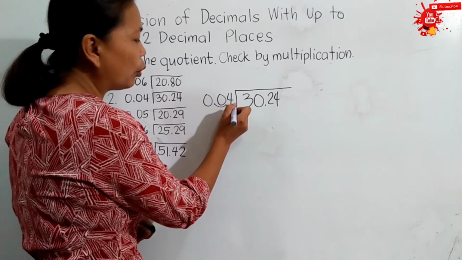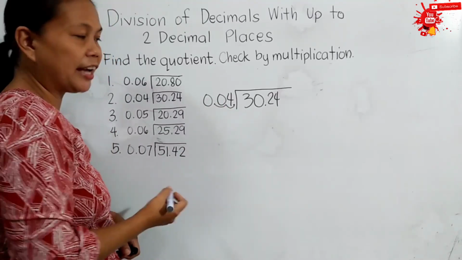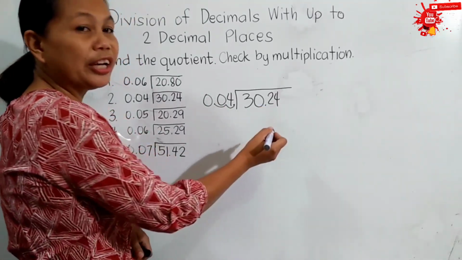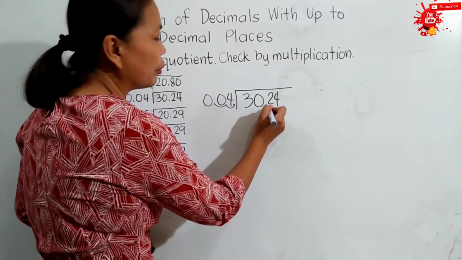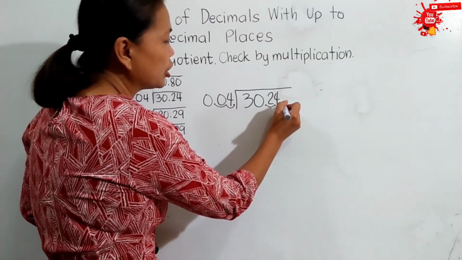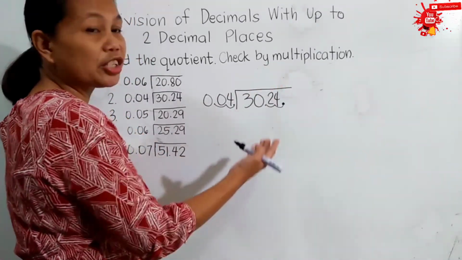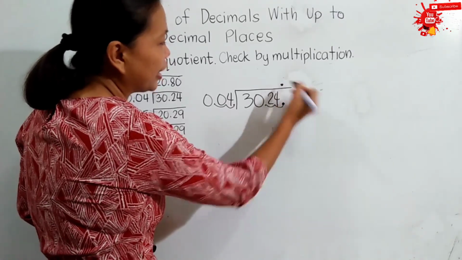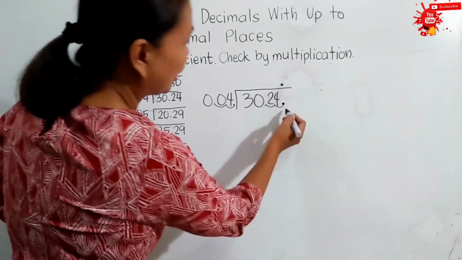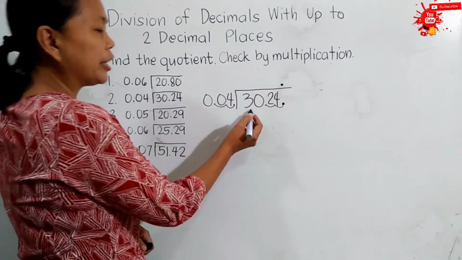Okay? So move natin. 1, 2. So we move 2 decimal places in our divisor. So mag-move din tayo in the dividend. 2. Okay? So we have 1, 2. So this will now be the new location or yung bagong location ng decimal point. So itapat na ulit natin siya sa ating quotient. So dapat magkatapat yung ating decimal point. Okay. So mag-divide na tayo.